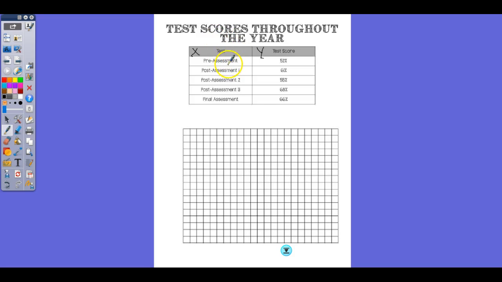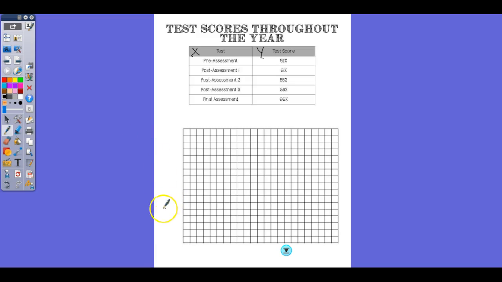If you have trouble figuring out which is which, and you have a table like this, the left one is always going to be the x, and the right one is always going to be the y, and x is always the independent variable, and y is always the dependent variable. All right, now we are going to label the axes with the unit.